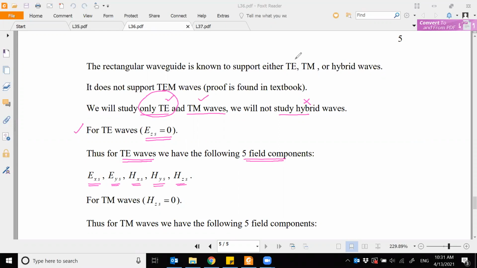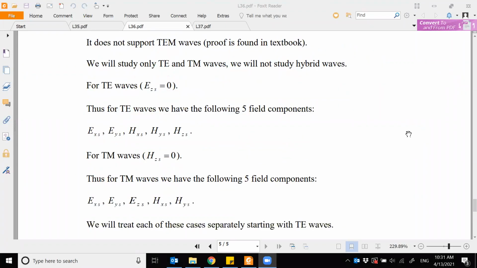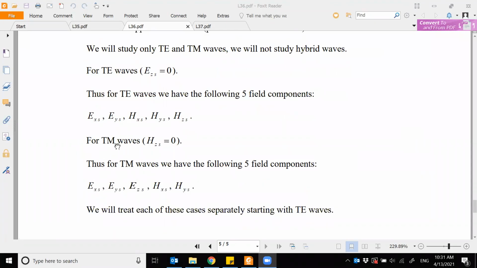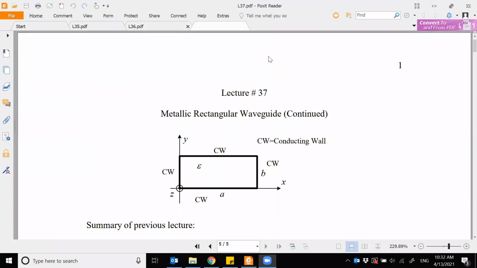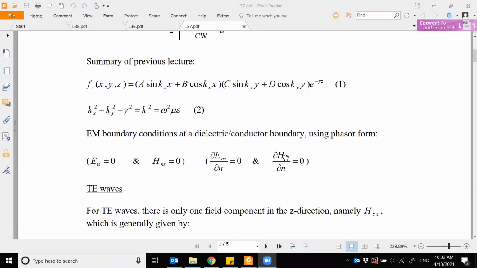Then for the TM case, it is transverse magnetic waves. Therefore, there will not be any magnetic field component in the direction of propagation, so HZS is equal to 0. And therefore, you will have only these 5 field components: EX, EY, EZ, HX, and HY, and that's it. Our objective is to find these components. So now, how do we find these components?